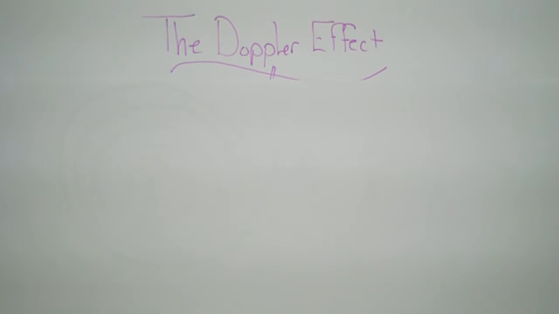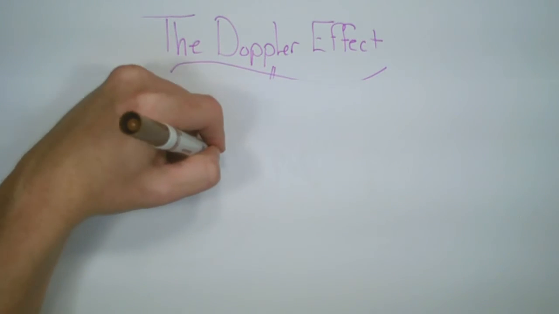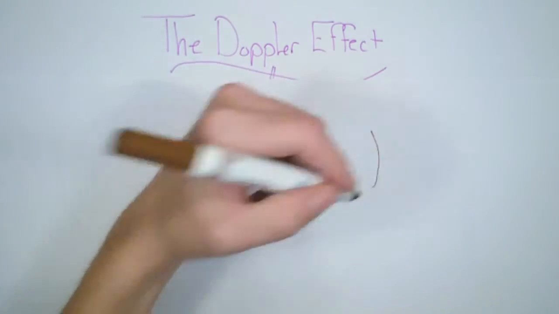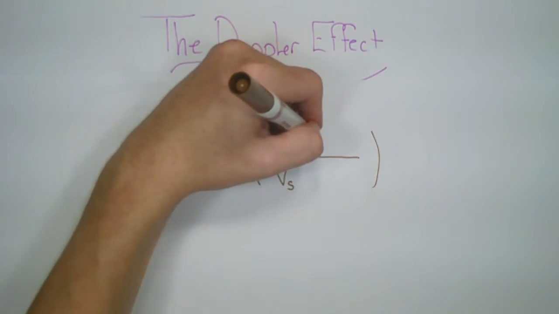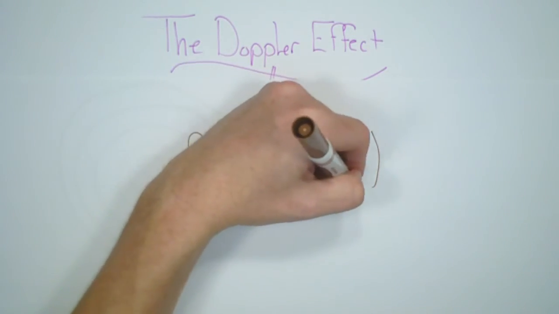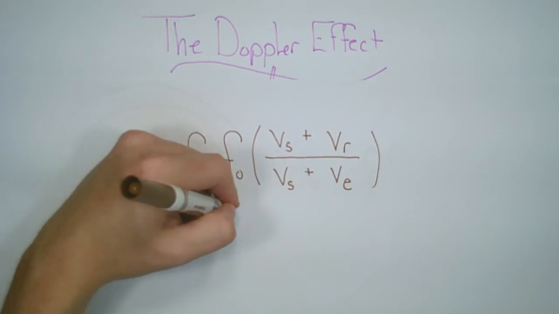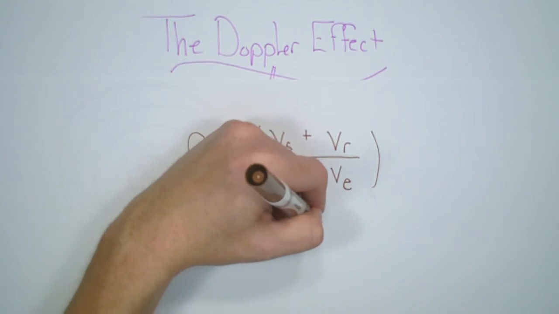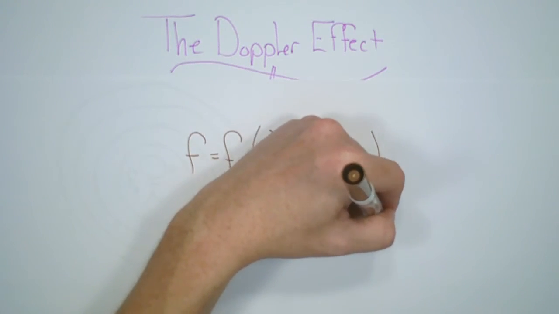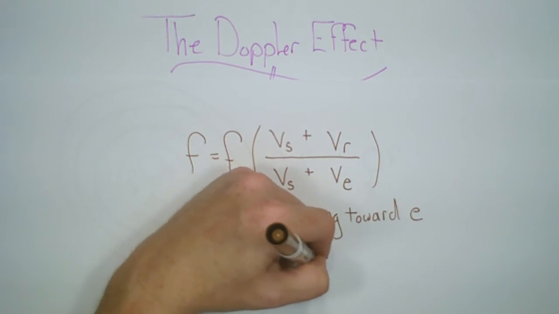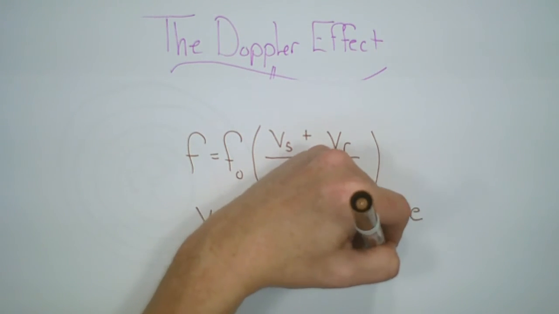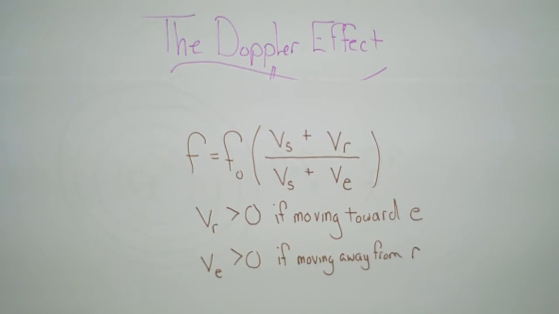And so the equation that we'll use in order to calculate the Doppler effect is we're going to take the frequency that is emitted, f naught, and we're going to relate that to the frequency that's observed, f. And it's going to be multiplied by some factor, and the factor is going to be the speed of sound plus the speed of the receiver divided by the speed of sound plus the speed of the emitter. And in order to have everything work out, we have two conventions, and that is the speed of the receiver is positive when it moves toward the emitter, and the speed of the emitter is positive if it moves away.